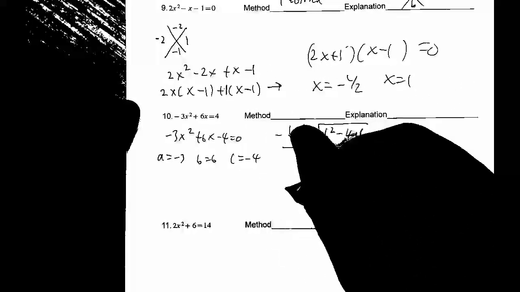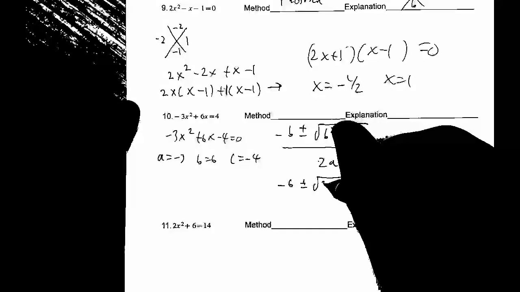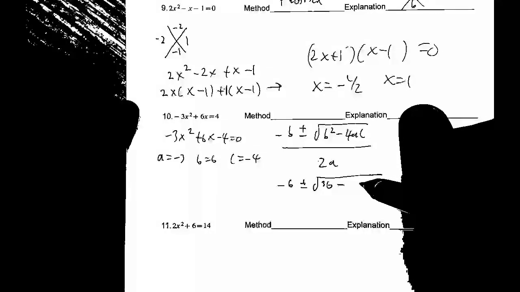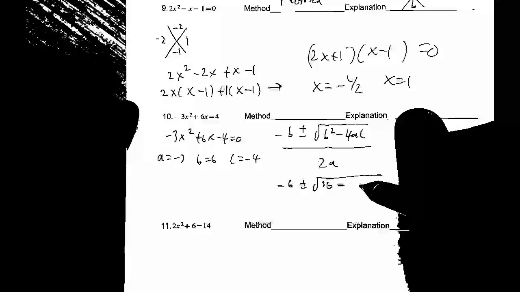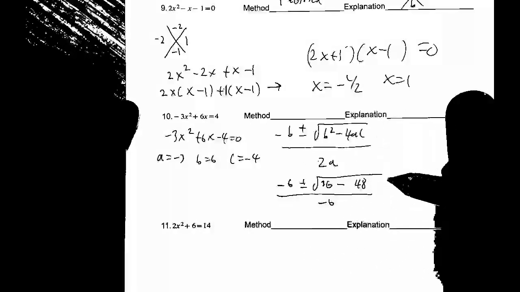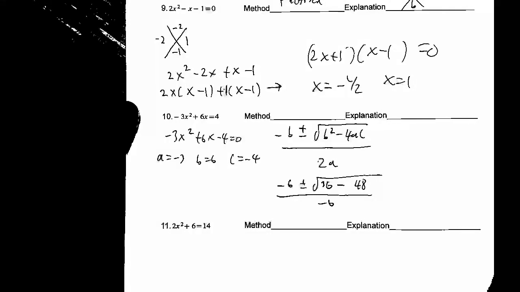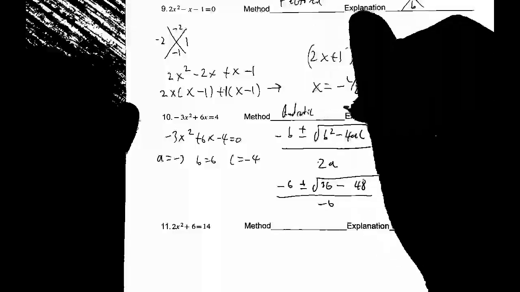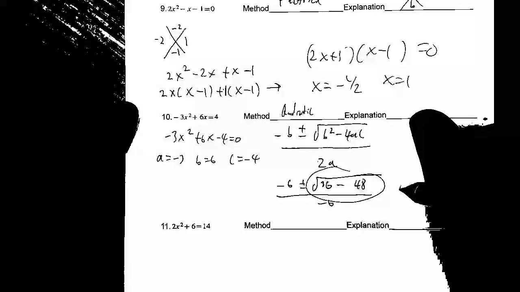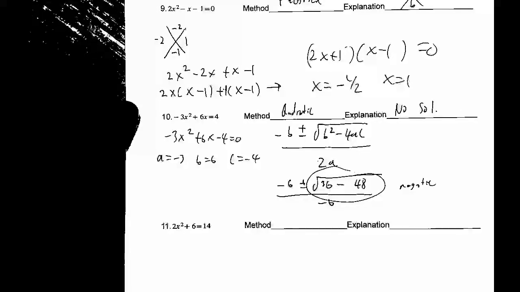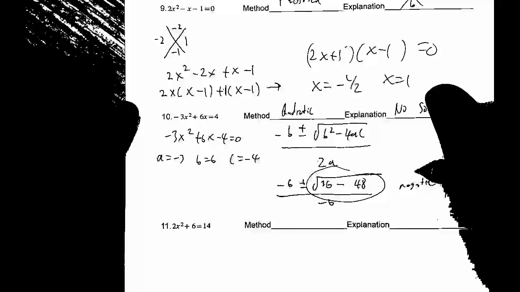So don't forget a equals negative 3, b equals 6, and c equals negative 4. So it would be negative 6 plus or minus the square root of 36 minus 4ac. So 4 times 3, 12, giving 48 over negative 6. Just by looking at this, I can see that it's going to be no solution, right? So we use quadratic formula, and we see there's no solution here because this is a negative under the square root. If you get a negative value in the square root, it has to be no solution.